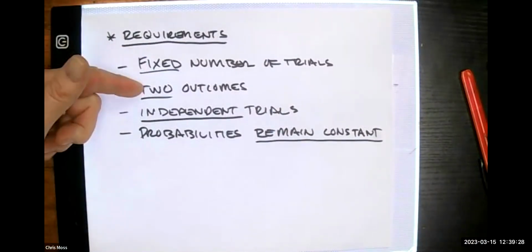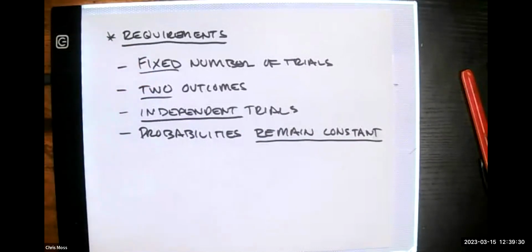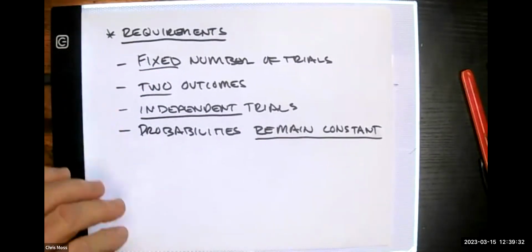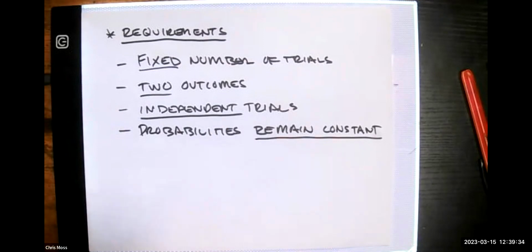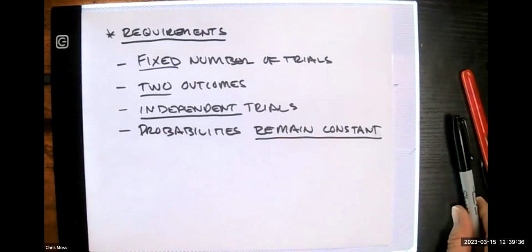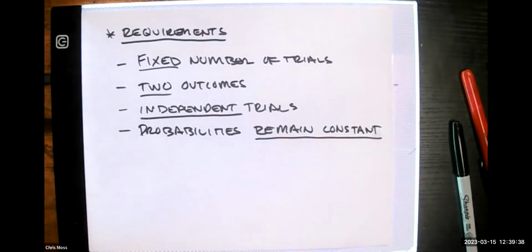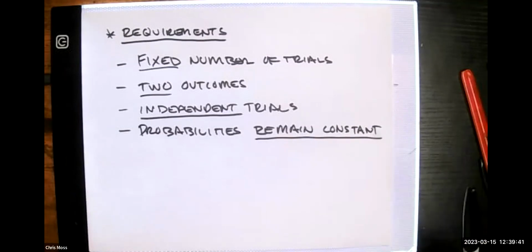Out of these, students are very good at picking up on the first two. Determining independence and determining if probabilities remain constant is still a little dicey at this stage of the game. So let me give you a couple of examples of things like a binomial that meet this requirement, and then one or two that don't, so we have something to compare them with.